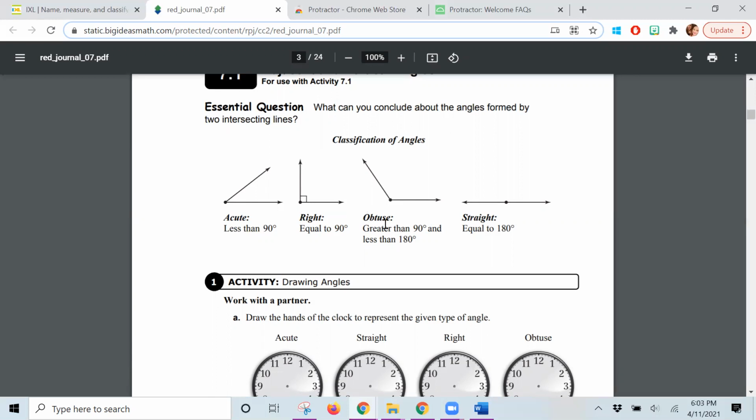Next one is an obtuse angle. An obtuse is greater than 90, so it's bigger than our right angle, but it is less than 180. And so that 180 mark is also a special case of a straight angle. A straight angle is equal to 180 degrees. So it is just, it's literally a straight line, which is how it gets its name, straight angle.